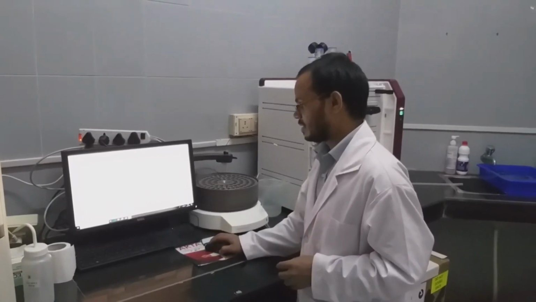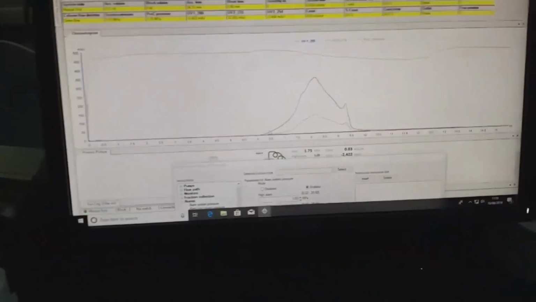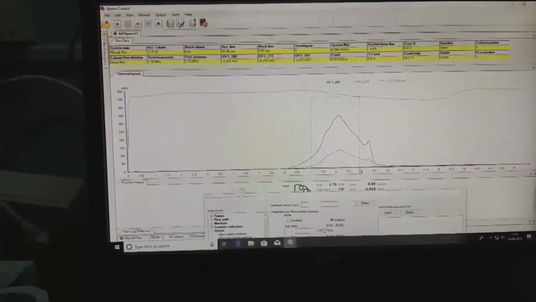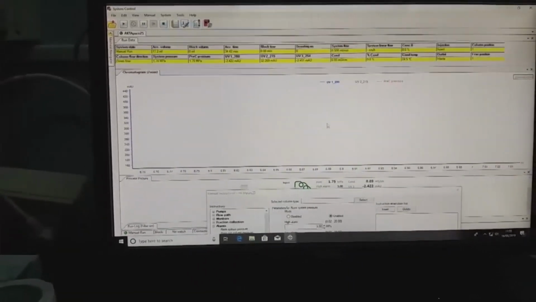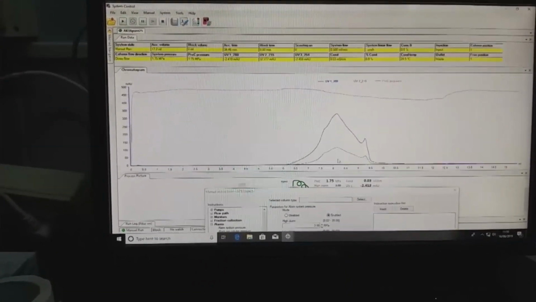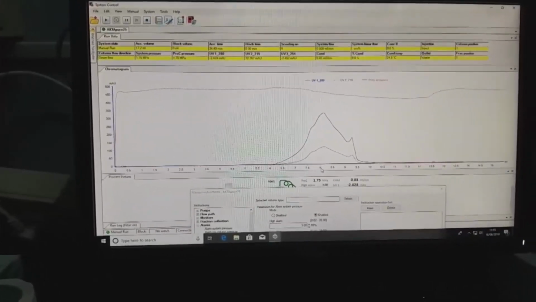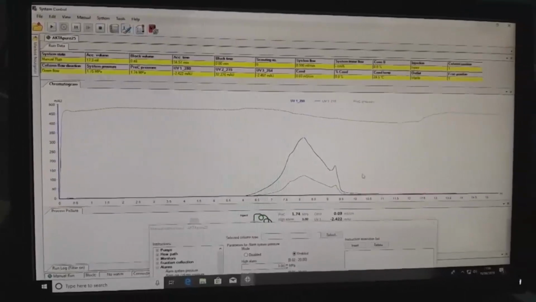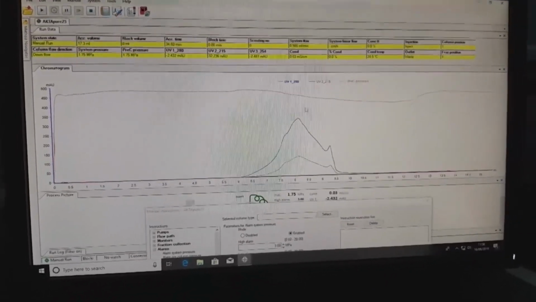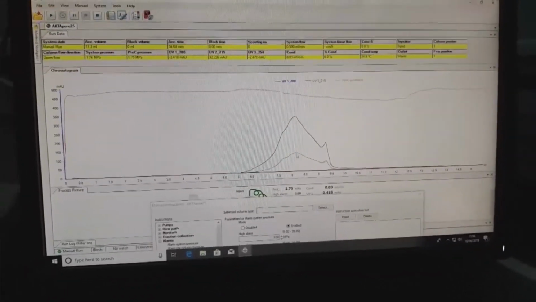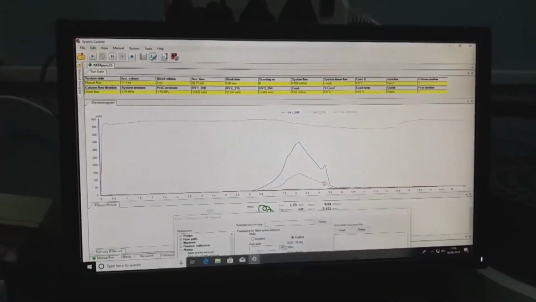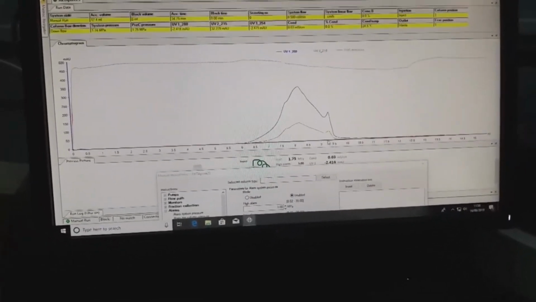So this is a pattern of injected components. This one corresponds to the blue dextran, and it gives a void volume of 8 ml. As we can see here, it corresponds to 8 ml. So there is no proper resolution between BSA and the blue dextran. This corresponds to 8 ml, which is blue dextran, and this one is the 9.2 to 9.5.